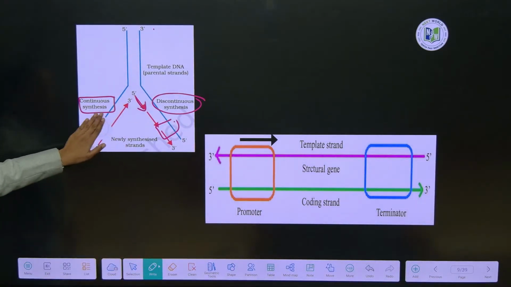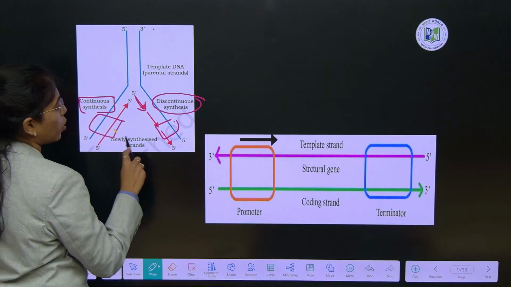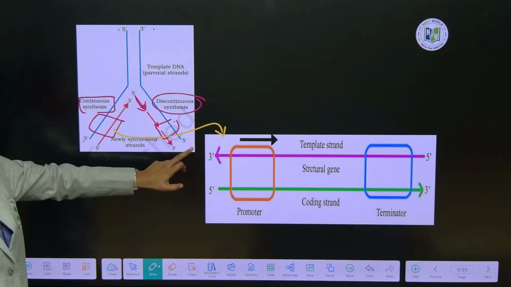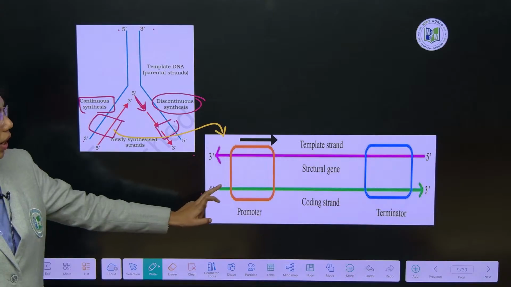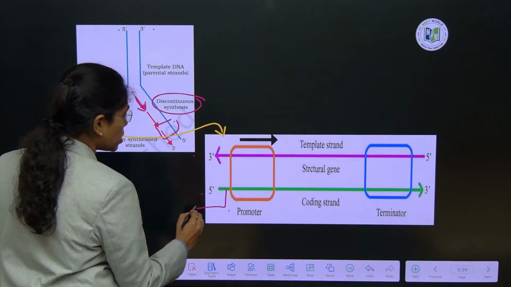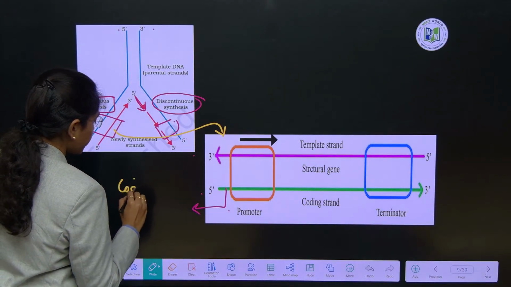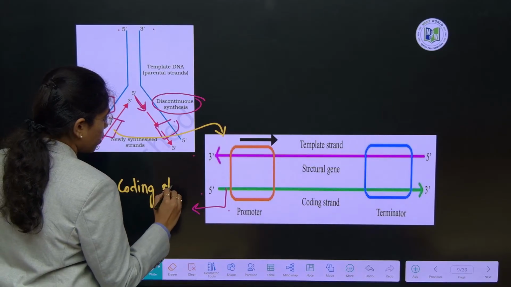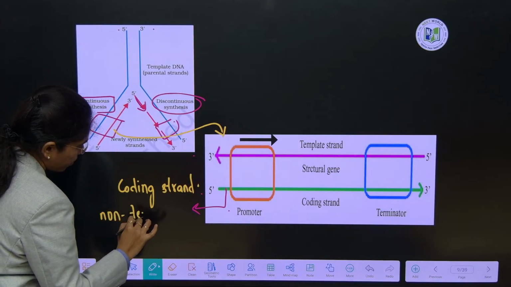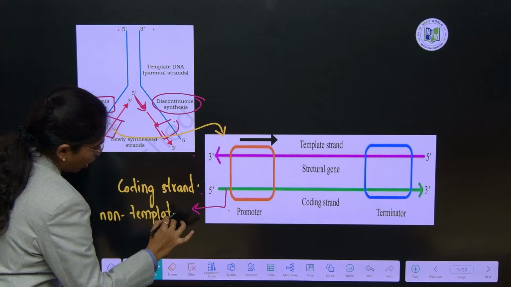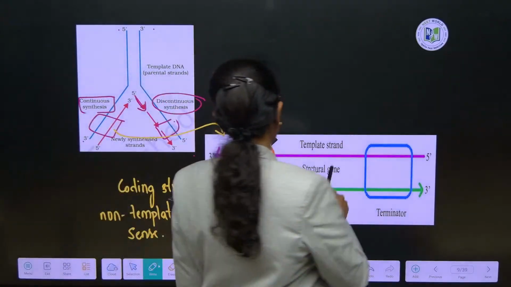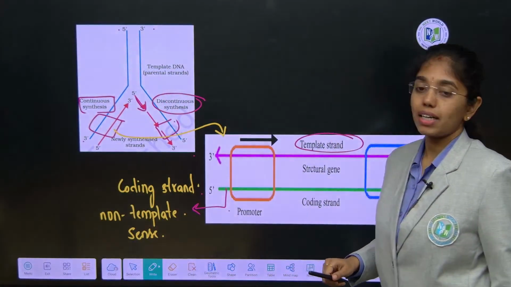For example, if I take this small fragment over here, look at it. From 3 prime end to 5 prime end, this is the template strand. 5 prime to 3 prime, this is the new strand which is synthesized. This new strand is addressed as the coding strand, or non-template strand, or sense strand. Whereas the template strand is known as the non-coding strand or anti-sense strand.